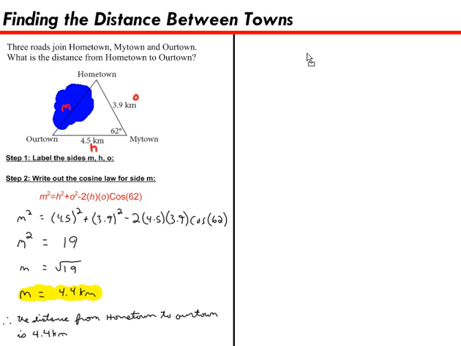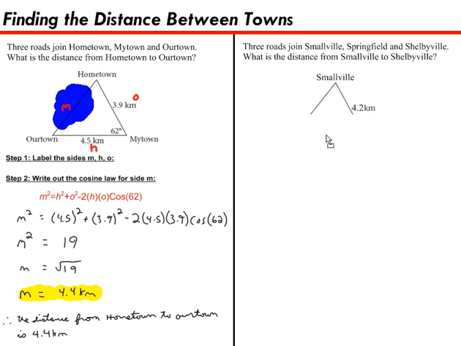And now it's your turn to try. Let's see if you can find the distance between two towns using indirect measurement, just like I showed you on the left. So here's your practice problem. 3 roads join Smallville, Springfield, and Shelbyville. What is the distance from Smallville to Shelbyville? And here is your diagram. So remember, you're looking for the distance between these two towns. Okay, try that one now.